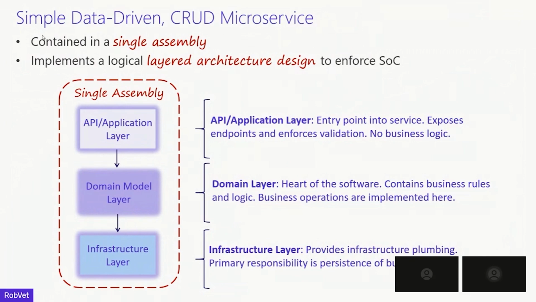I'm not going to have a business domain assembly and a data assembly. I'm going to basically put it all into a single assembly. I'm going to layer it. So within my assembly, I'm going to have more of a front-end application layer with the controllers. I'll have a domain model layer with my domain logic and an infrastructure layer, but everything runs together.